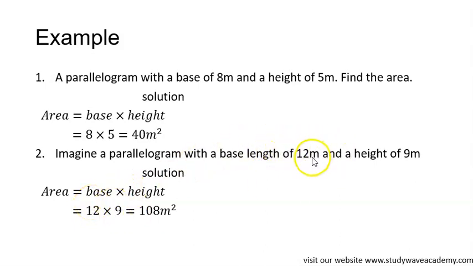So the base there is 12 meters. You input 12 meters times the height is 9. So you input 9. So we have 12 times 9. When you multiply 12 times 9, it's going to give you what? 12 times 9 is going to give you 108. So we have 108 meters squared.